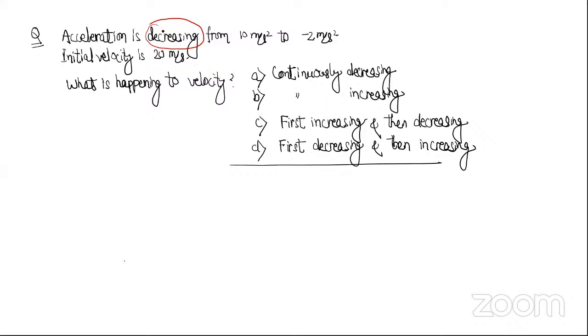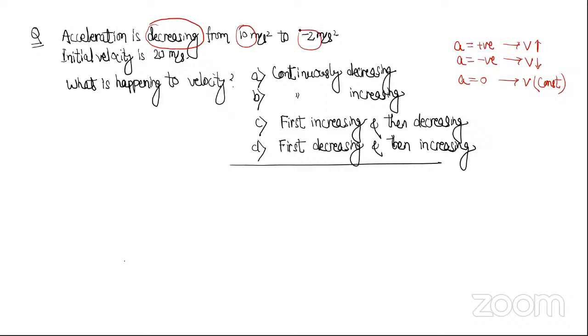What is the meaning of acceleration? Acceleration means rate of change of velocity. So if velocity is changing, that means acceleration is there. If acceleration is positive, that means velocity is increasing. If acceleration is negative, that means velocity is decreasing. If acceleration is 0, that means velocity is constant. Try to understand this. That is the meaning.